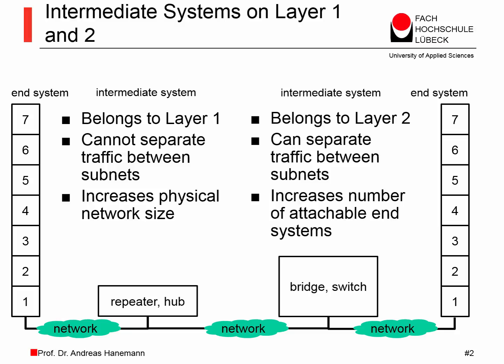A repeater has two interfaces and amplifies signals that it receives on one interface and sends them on the other interface. A repeater with several interfaces is called a hub. If a hub receives a signal on one interface, it amplifies the signal and sends it on all other interfaces except of the input interface. Therefore, repeaters and hubs increase the physical network size, but they cannot separate traffic.